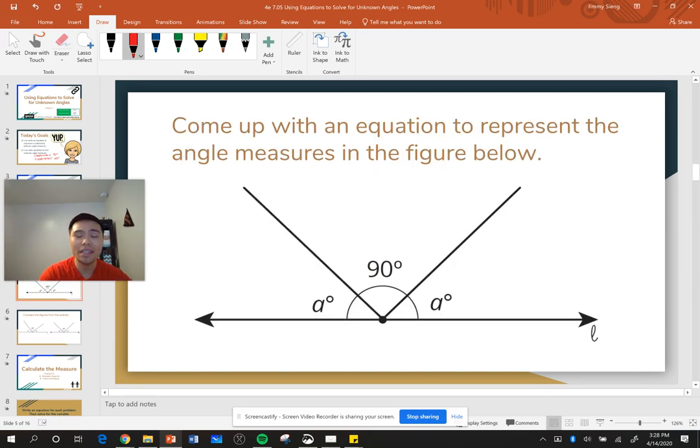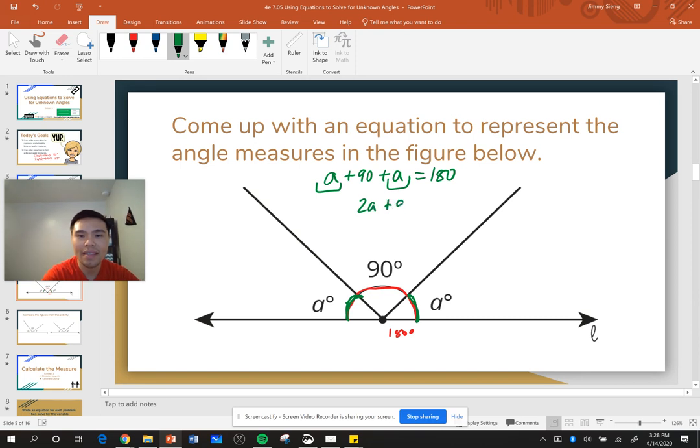So same situation here. Looks like we have 180 degrees. What do we call that? Supplementary. But now here's what's weird. We have A over here, copied twice. So again, if we're trying to create an equation, you add them all up, and it should equal 180 degrees, right? Now let's combine those A's. So now I have 2A plus 90 equals 180. Okay, that's the equation you're trying to make out of this.